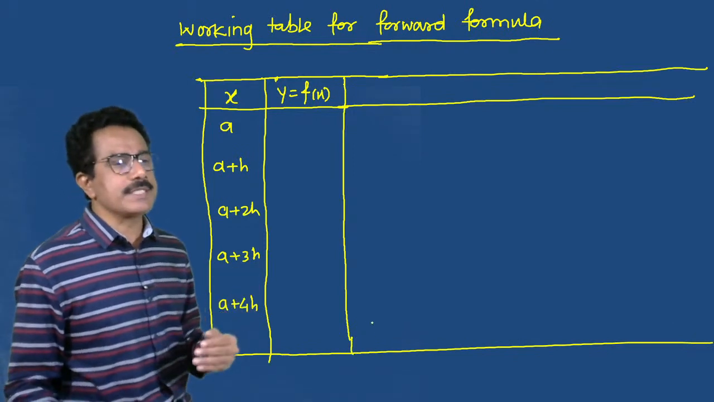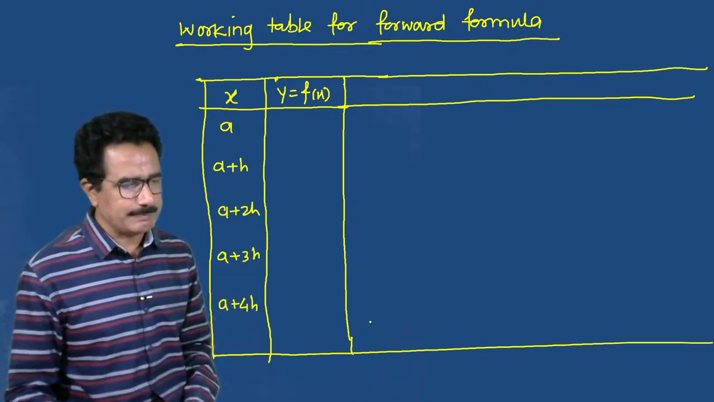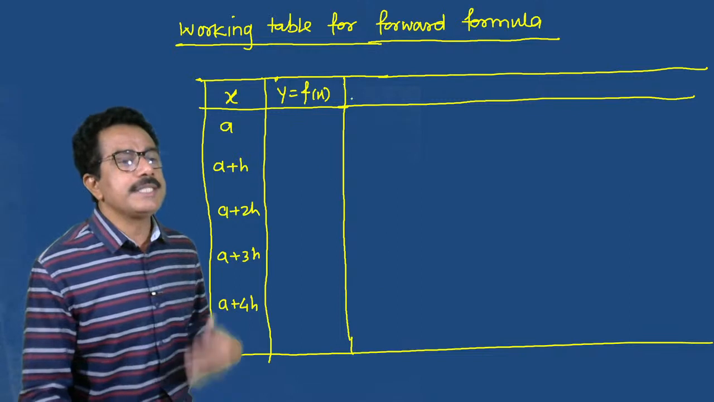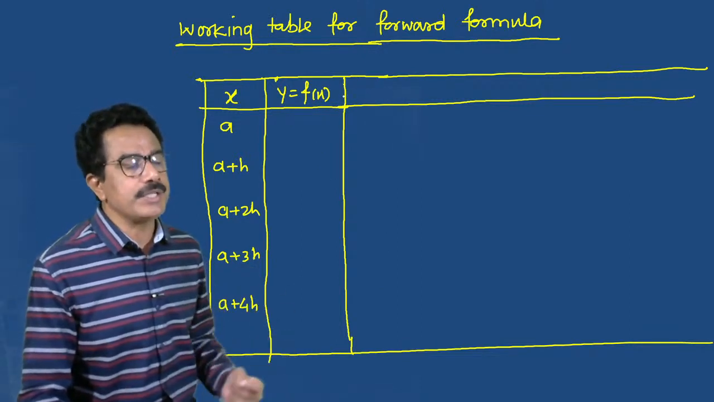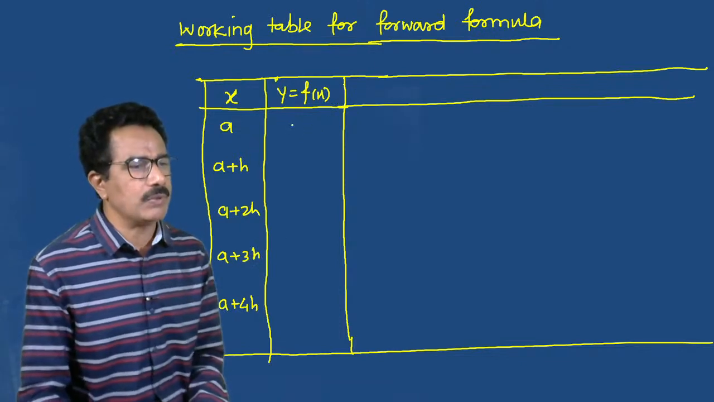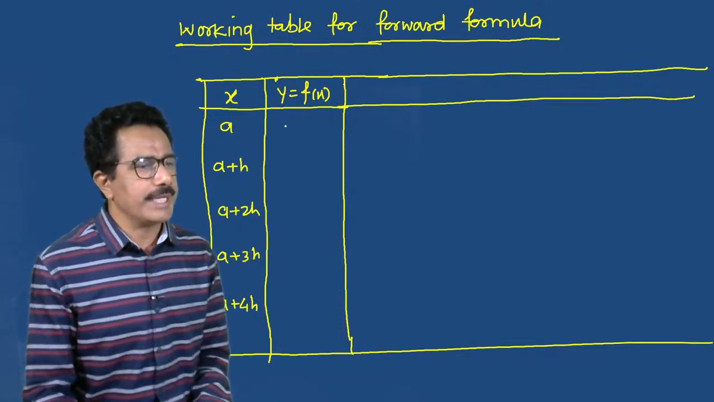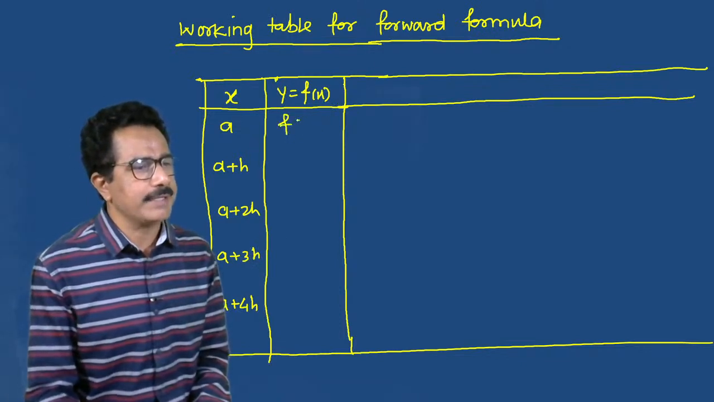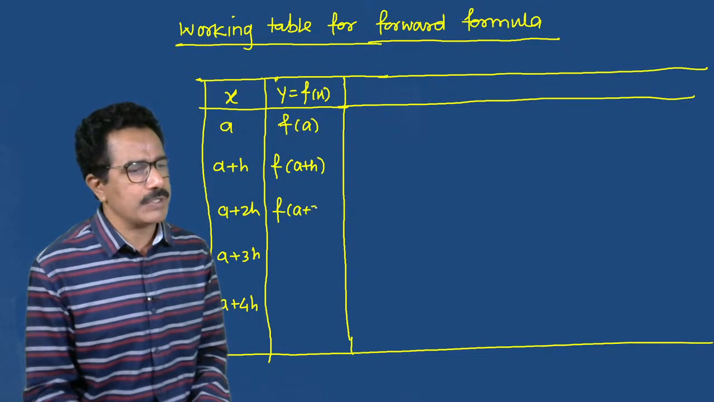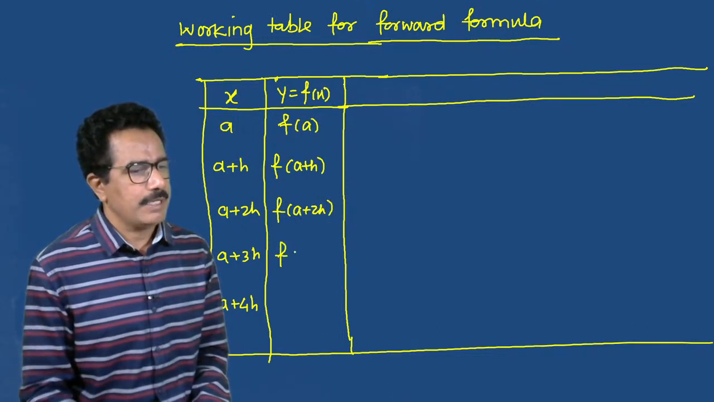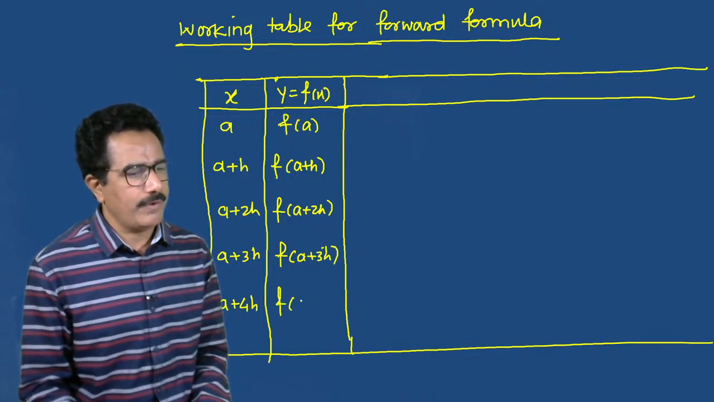Now we have to construct the difference table. This is delta f of x or delta f of a. Here, what is the initial value? f of a. See which is the first value. So we can write f of a, f of a plus h, f of a plus 2h, f of a plus 3h, f of a plus 4h.